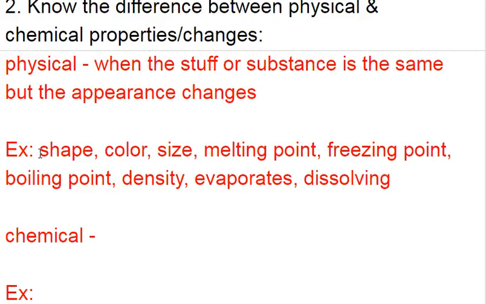Baking would be chemical. Yeah, baking's chemical because you can't undo it. That's why cake batter and the actual cake baked, they're way different. You can't undo baking a cake. Whereas if you evaporate something, you can get it to recondense. Water that evaporates eventually rains back down on us.